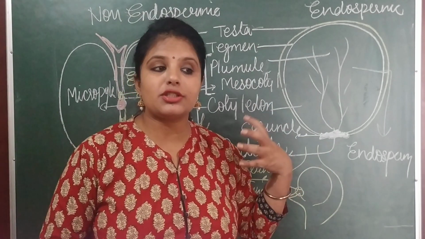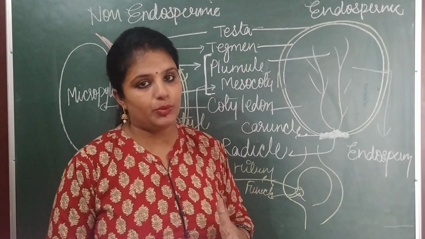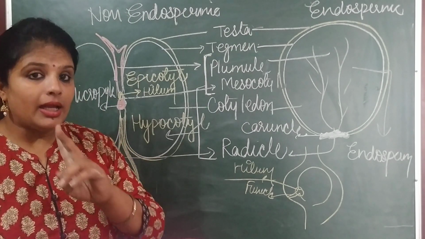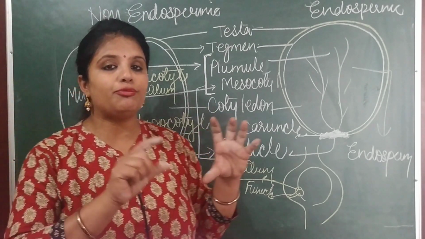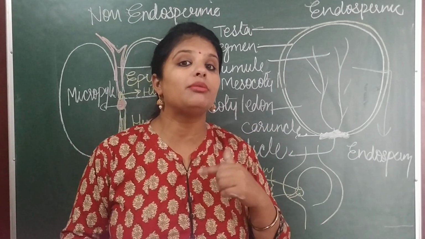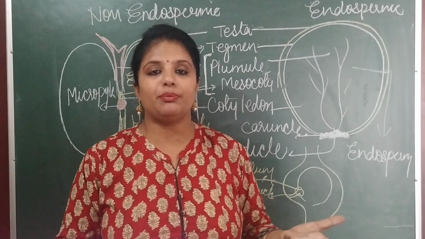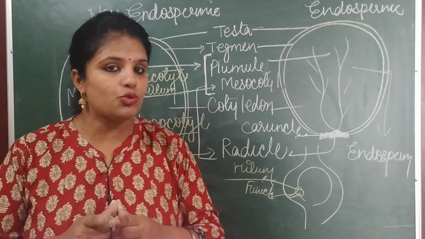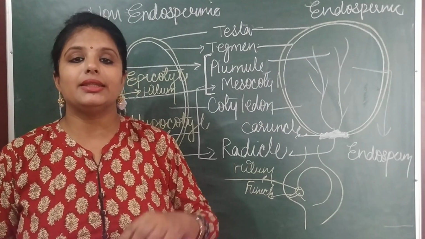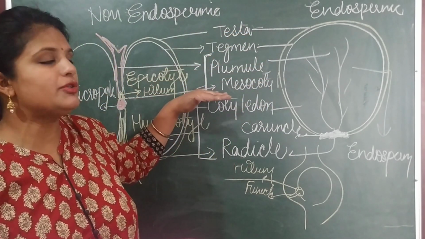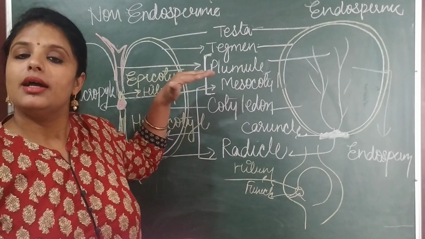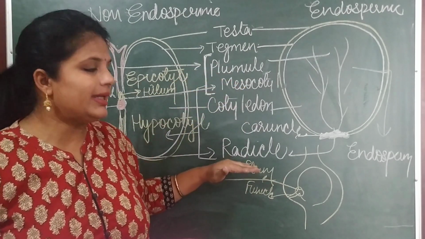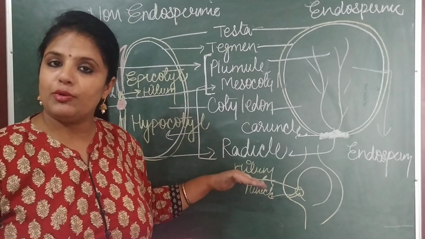The upper region which develops into the shoot is known as the plumule. The lower region which develops into the root is known as the radicle. Here you have to understand that out of the plumule and radicle, the radicle will develop first. First the root forms, and later the plumule develops. The point where the cotyledons are attached is known as the mesocotyle, and the region between the plumule and the mesocotyle is known as the epicotyle, and the region between the mesocotyle and the radicle is known as the hypocotyle.